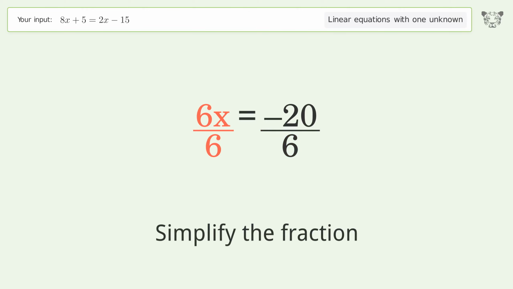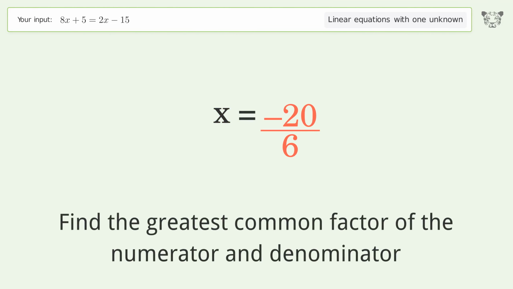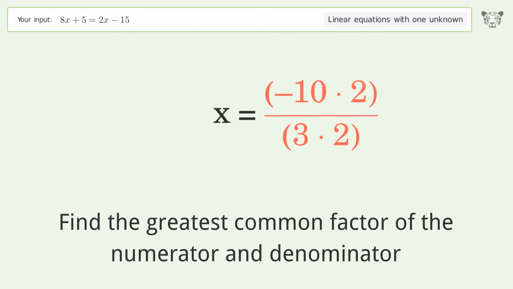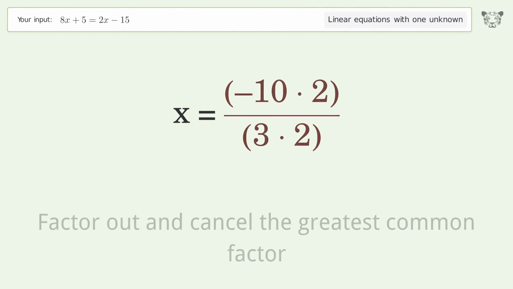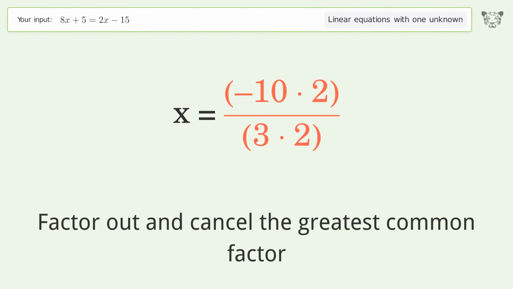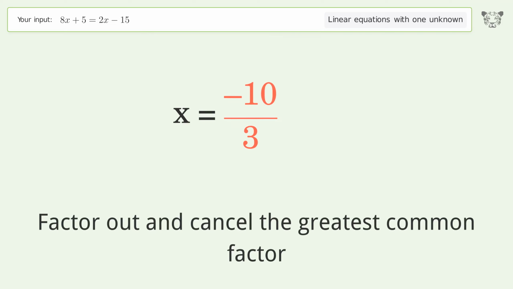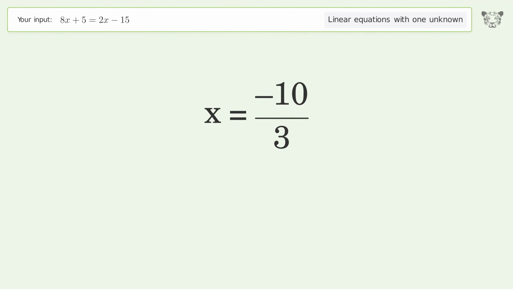Simplify the fraction. Find the greatest common factor of the numerator and denominator. Factor out and cancel the greatest common factor. And so the final result is x equals -10/3.